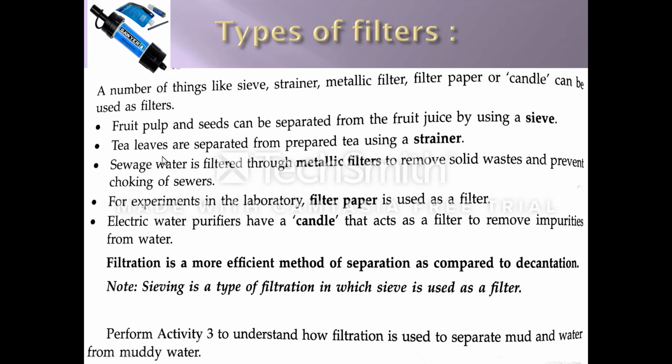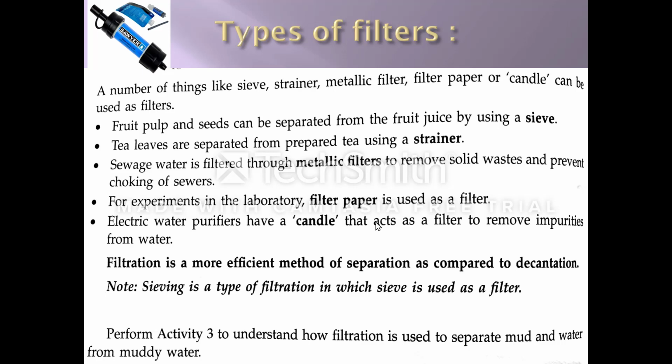So, what are the different types of filters? Sieve, strainer, metallic filters, filter paper, candle. These are the five types of filters we have studied here. What are they? Sieve, strainer, metallic filters, filter paper, and candle. Now let's perform an activity to understand filtration in a better way.